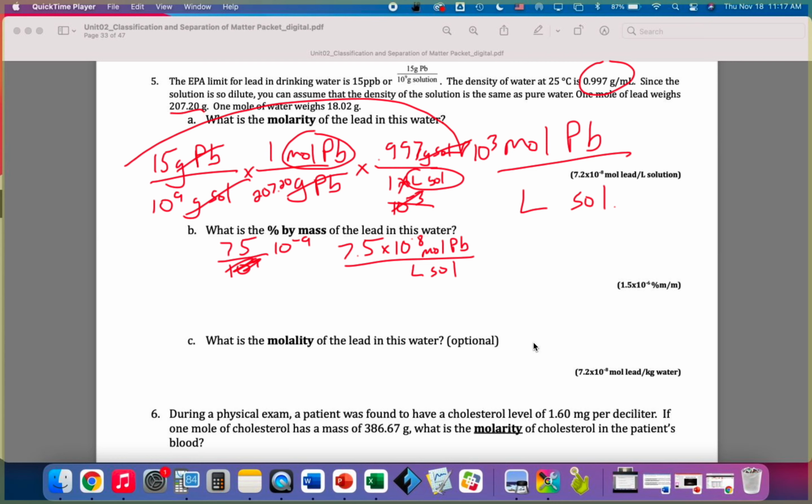But let's go ahead and plug it in. So we have 15 divided by 10 caret 9. I'm going to go ahead and hit enter just so I don't have to worry about order of operations. We'll divide by 207.2. We'll multiply by 0.997. And we'll multiply by 10 caret 3. Sure enough, my calculator says 7.218 times 10 to the negative 8th. And 15 would have 2 sig figs. Yeah, we'll go with 7.2 times 10 to the negative 8.